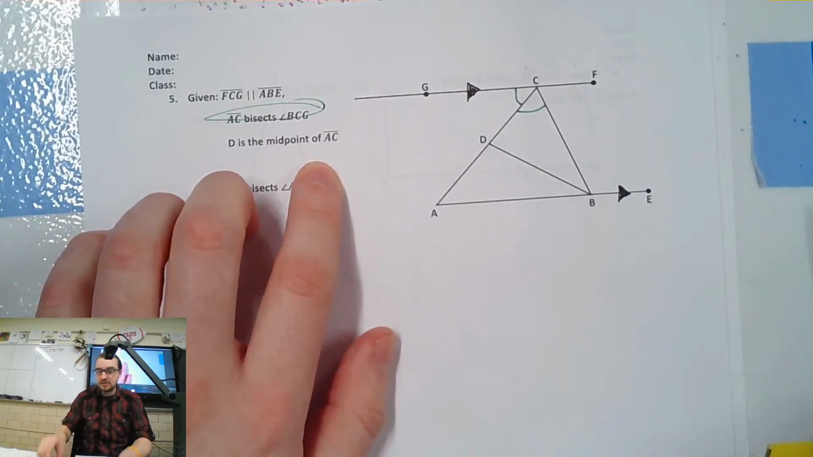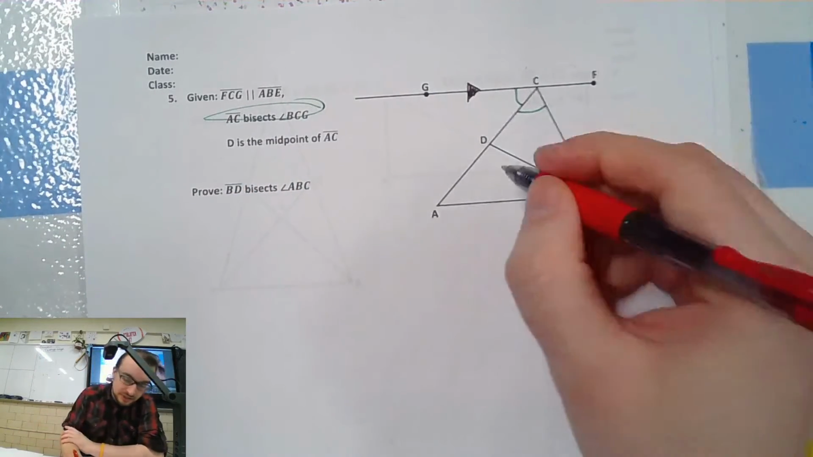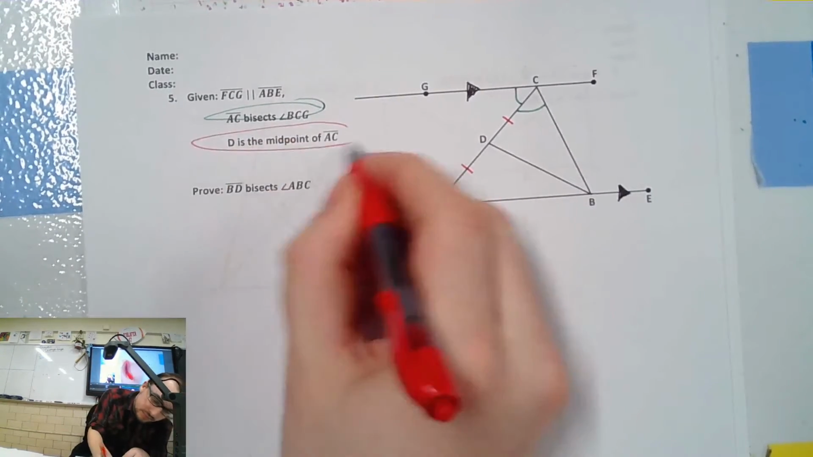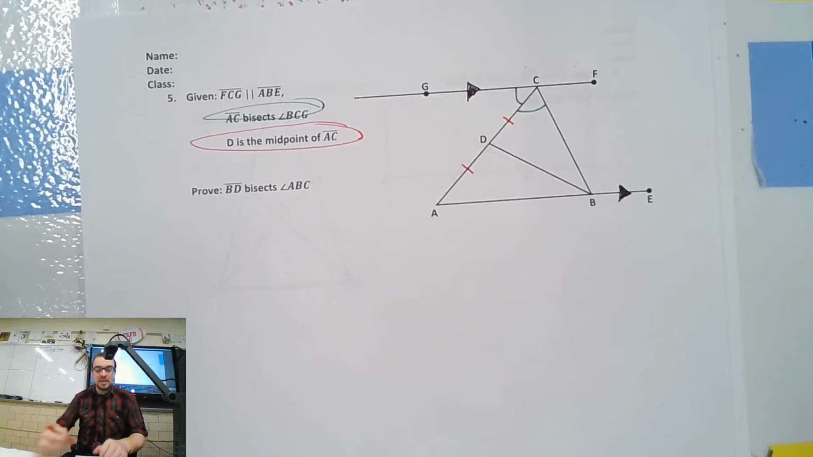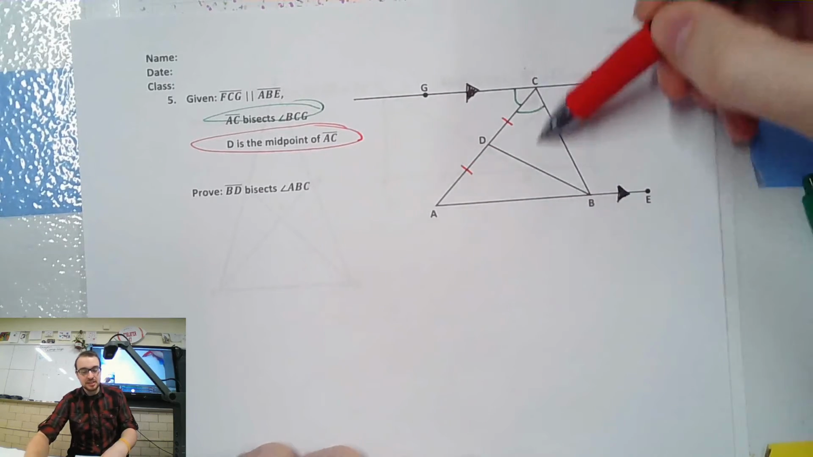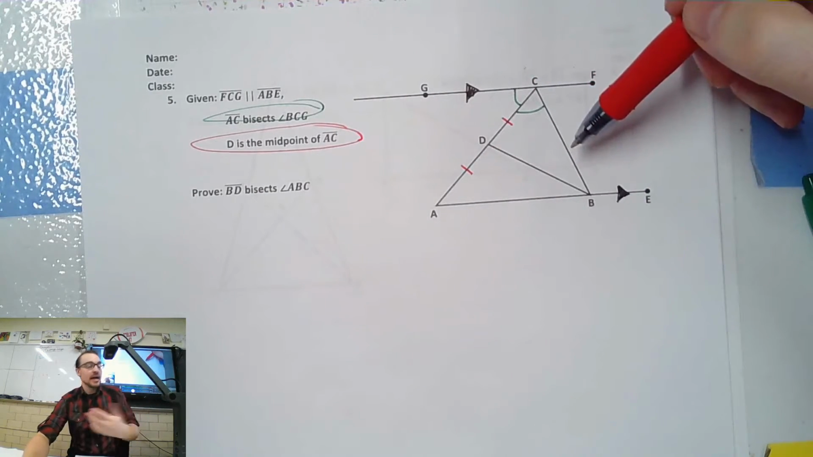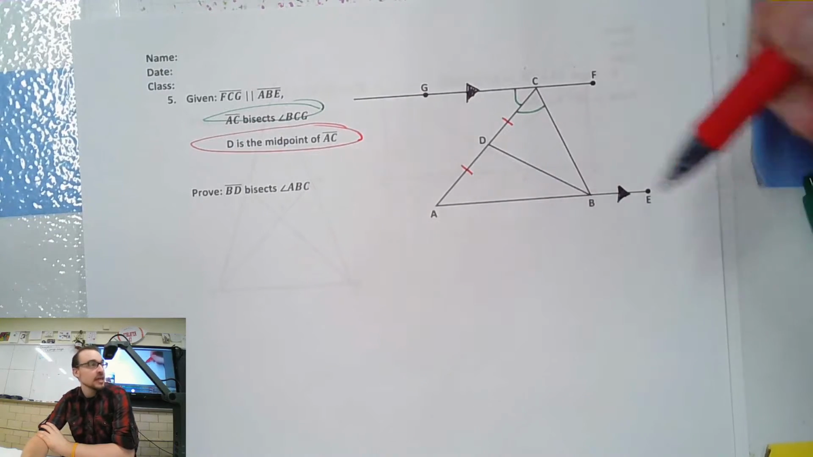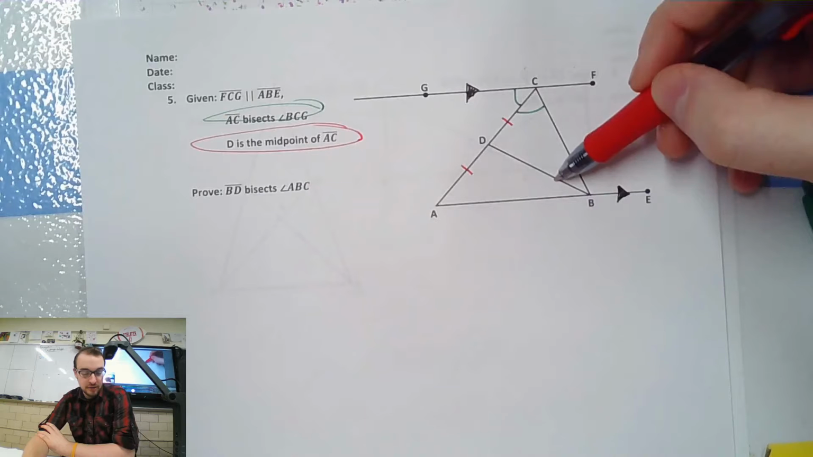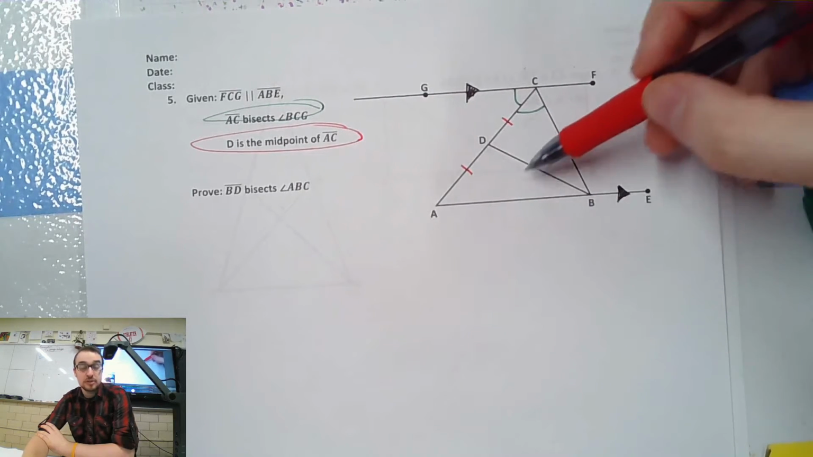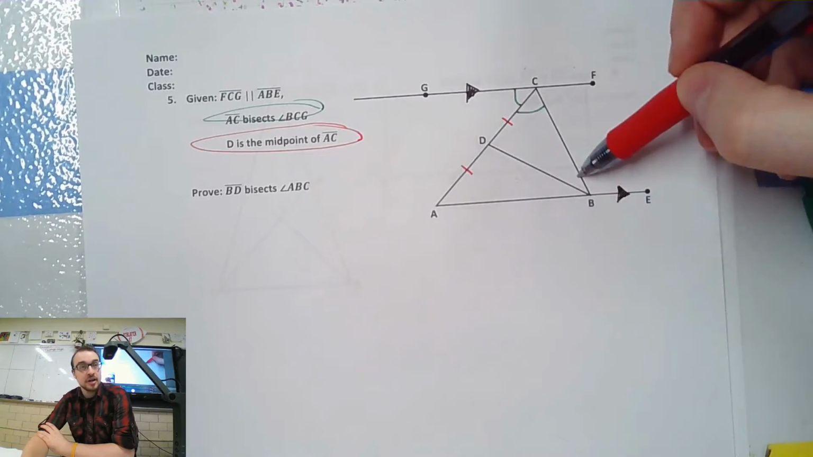D is the midpoint of AC. So if D is the midpoint, that means it cuts this in half, right? We need to prove that BD, this segment right here, bisects angle ABC. That's this big angle. So the way to do that is to prove that this angle and this angle are the same, right? Because that means it cuts it in half. Those angles belong to these two triangles. So if I prove those triangles the same, then by CPCTC I get the angles, right?